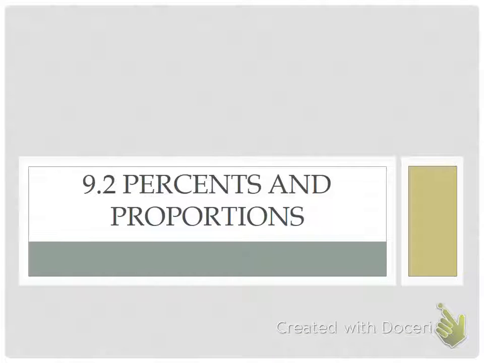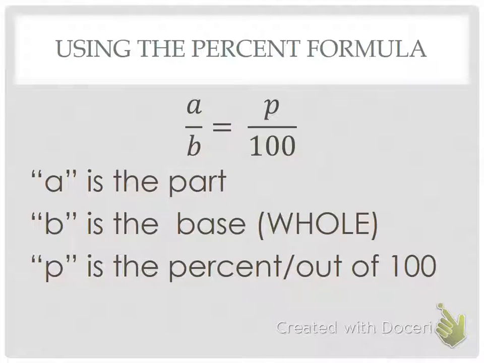All right, so today we're learning section 9.2, percents and proportions. You guys ready? All right, so here's our formula. A over B equals P over 100.